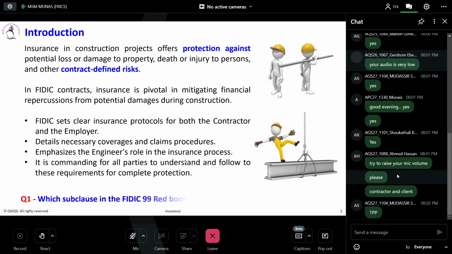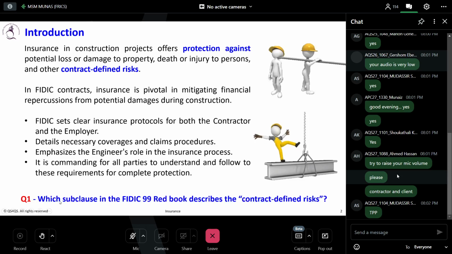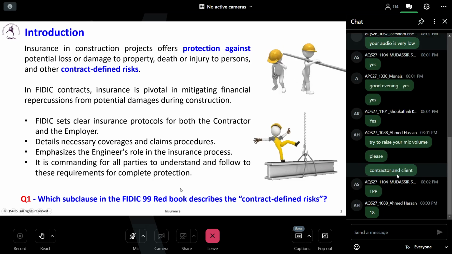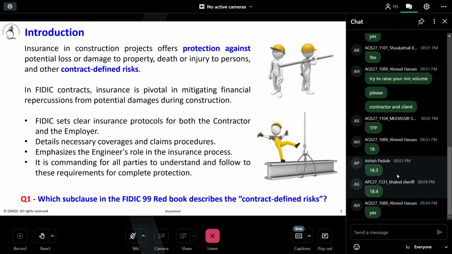Fine. So the question here: which subclause in the FIDIC 99 Red Book describes the contract defined risk? Okay. Anyone knows? So everybody talks about subclause 18. Fine. Can everyone answer me? So the question is contract defined risk. So which subclause? Subclause 4.4. Okay.